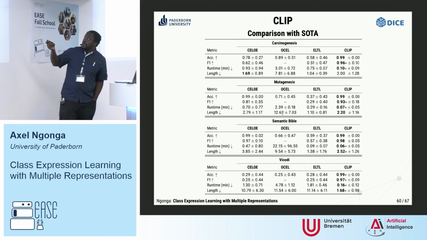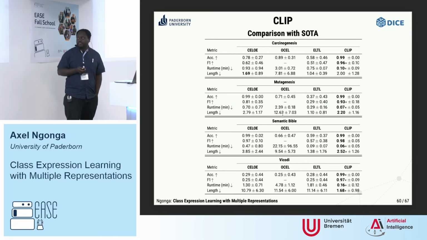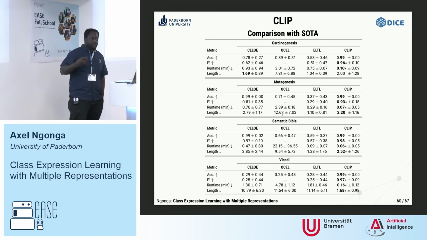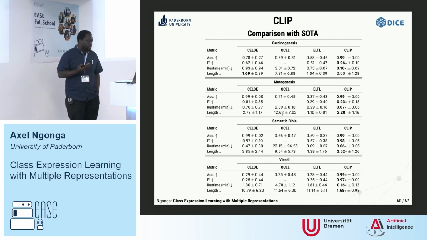And CLIP was compared to what's available out there with respect to class expression learning. It turns out that it is not only more time efficient, to our very surprise, it also tends to return even better F measures than what's available out there. So it's efficient and accurate with respect to the class expression learning problem.